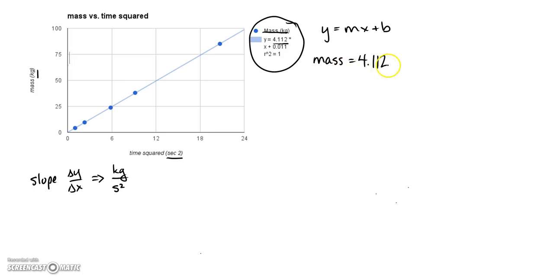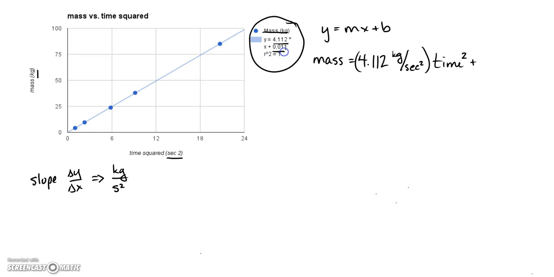So then if we go over in here, we say kilogram per second squared. And this is our slope. And then we need our x value. Well, x is time squared. So times time squared. Then plus our y-intercept, which is our b value.